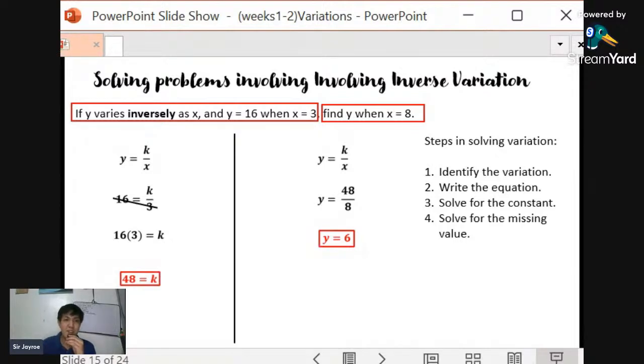So yun na yun. Okay, good, Michael Angelo Aguas. So the answer here is 6. So that's it. Oh, very good. I think the others already understood the inverse variation. So let's proceed.